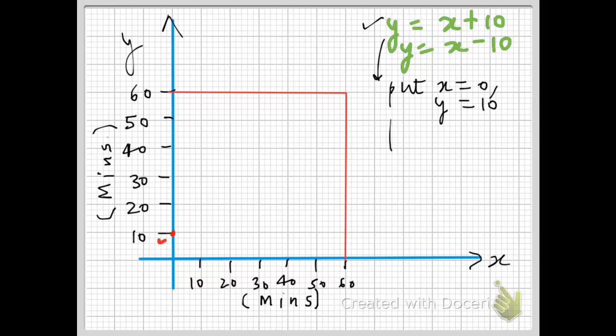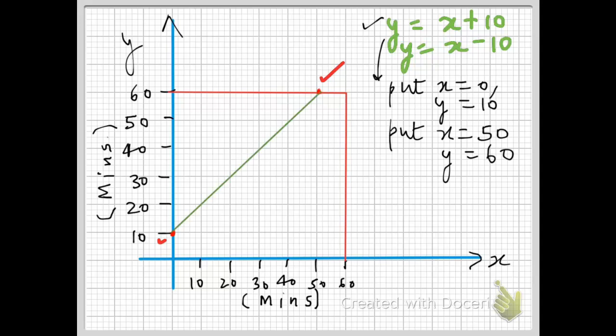I'm plugging in another value to have another point. I'm plugging in x equal to 50, so y will become 50 plus 10, 60. So this is the next point. I'll join these two points to form a line.